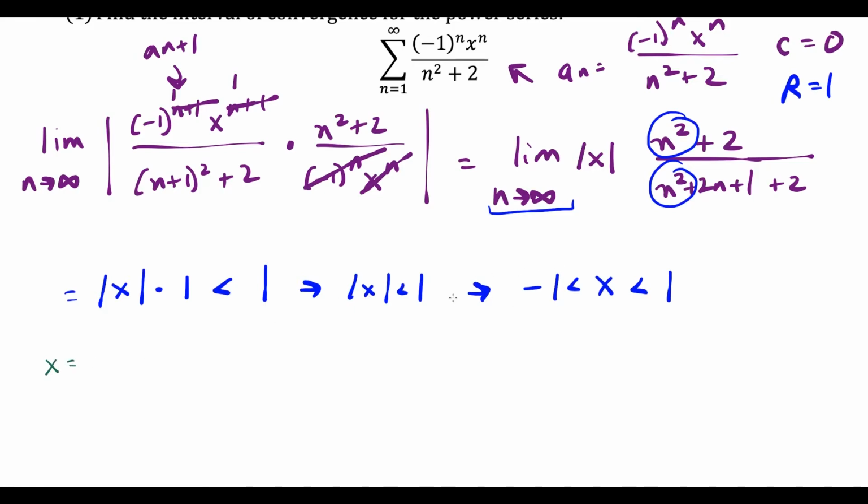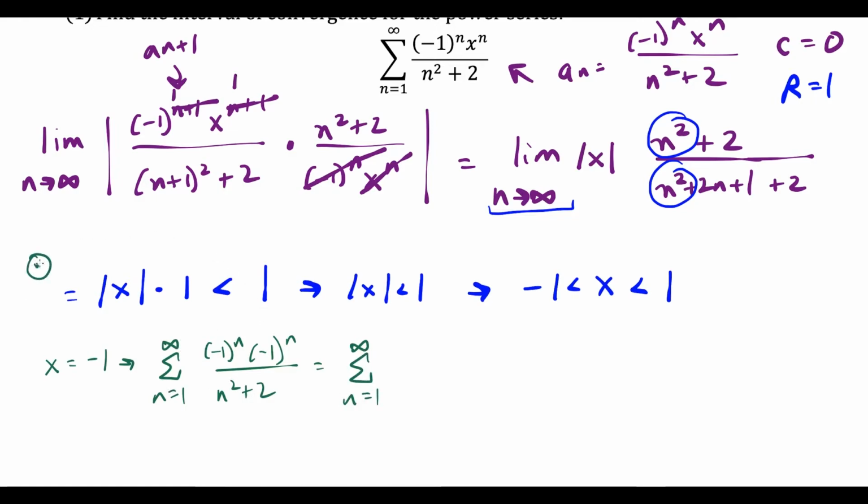So we're going to have to evaluate our series at x equals -1. And if we plug in x equals -1 to the original series, that's going to give us the series from n equals 1 to infinity. We'll have -1 to the n times, and then we'll have -1 to the n power like this. And this is going to be over n squared plus 2. And if we simplify this, now what we have is the series from n equals 1 to infinity.